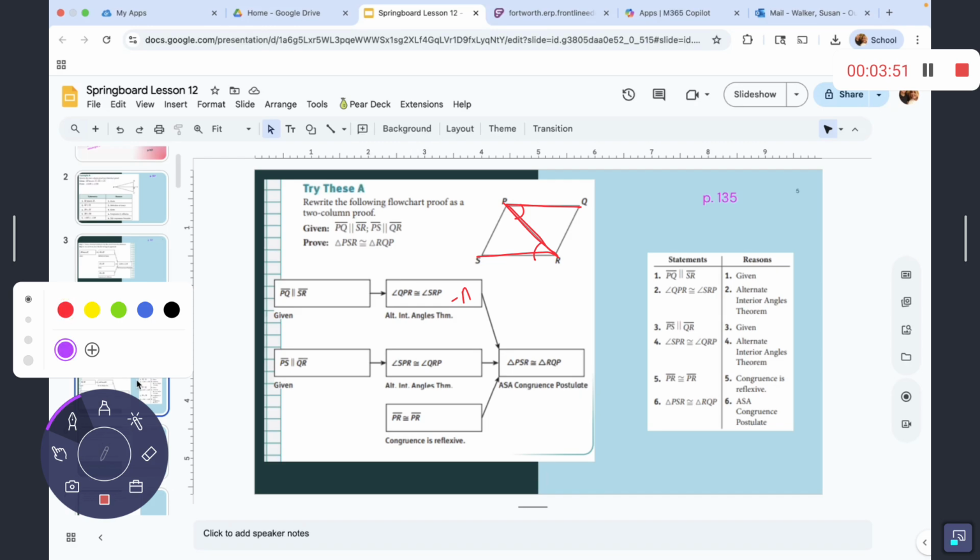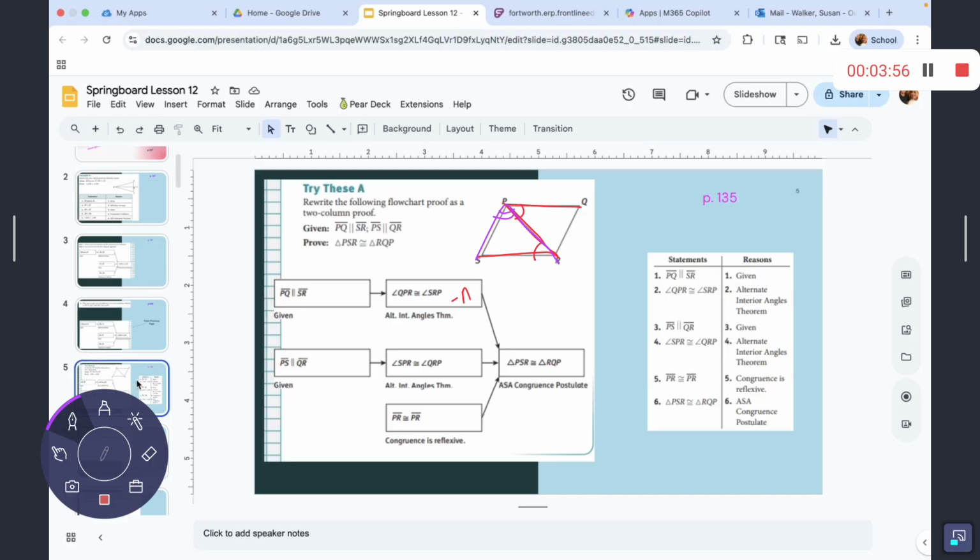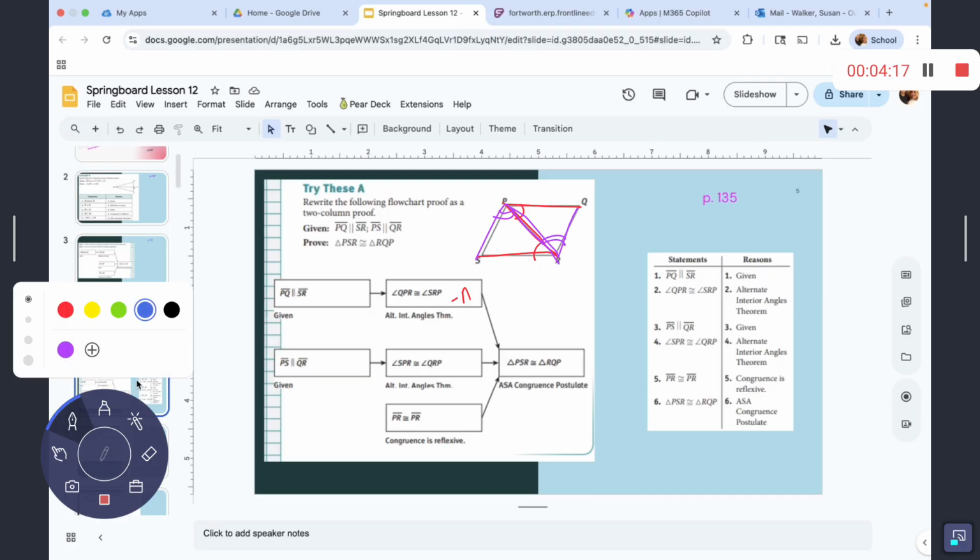Now I'm going to do SPR, SPR, and QRP. And then over here, I have PR and it says PR and PR. Sometimes we do PR and sometimes we do RP. So if you look at the way these are going to be, that means that we have angle, then side, then angle. Okay. Angle, side, angle.